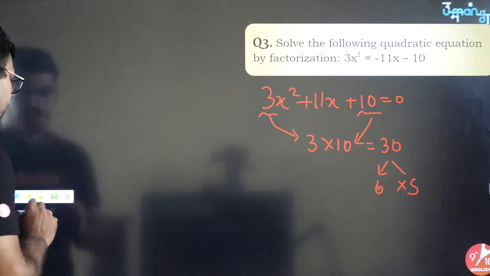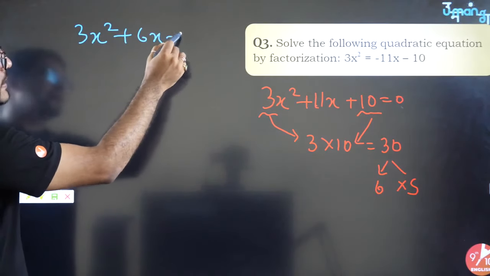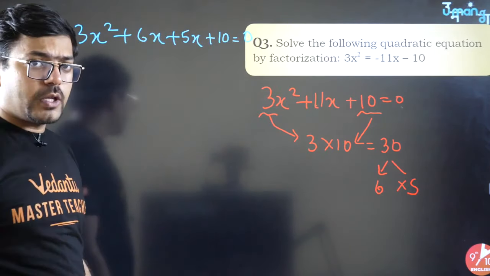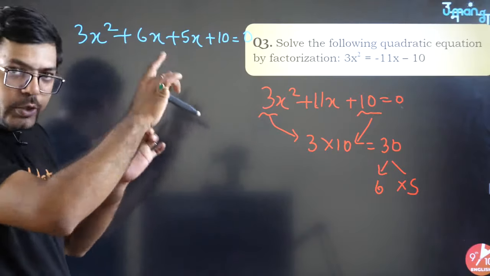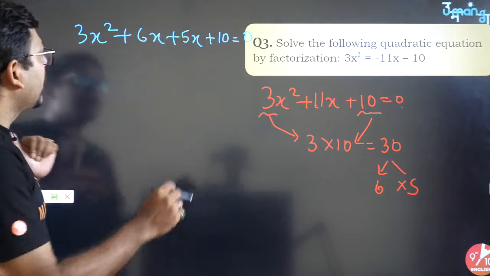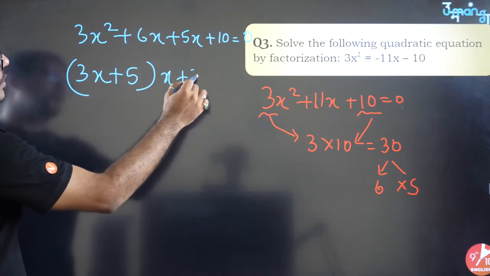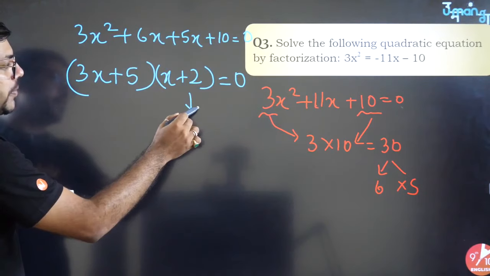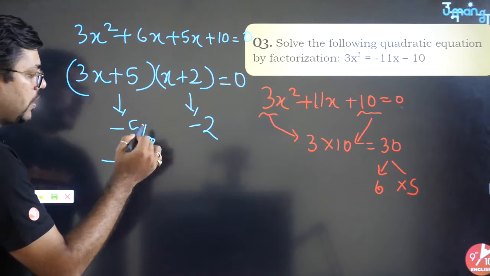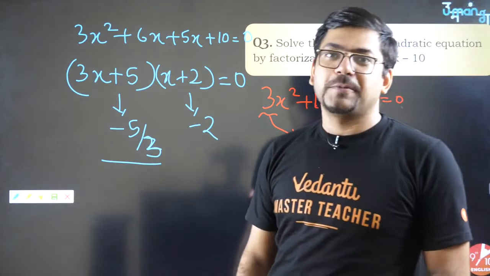So you have to just do that thing. Once you do that, you will be able to write 3x square plus 6x plus 5x plus 10 equals to 0. Now you have to take the common and factorize it. I'm directly doing it. Please understand it, or if you're not understanding, please write it down in your copy. If I take common, I will get 3x plus 5 into x plus 2. That would be the factorization which I would get here. From here I would get minus 2, from here I would get minus 5 by 3, sorry. I have done it directly, so if you're not understanding, please write it down somewhere in your copy. You'll understand it better.